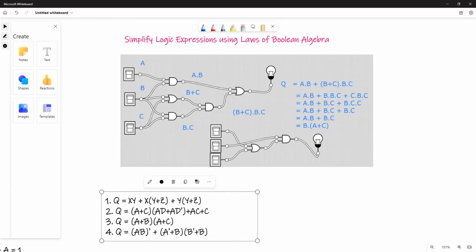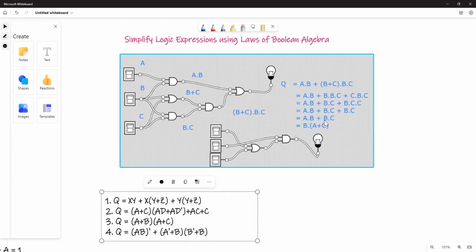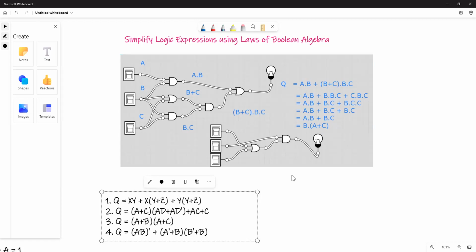If that is the case, then what we could do, we have a common value. We have A dot B, B dot C. So we can take B out, we'll get B dot (A plus C). So this complex circuit where we had 1, 2, 3, 4, 5 gates, so here we need 5 gates for this, actually simplified into only 2 gates. So this is exactly what we are going to do.